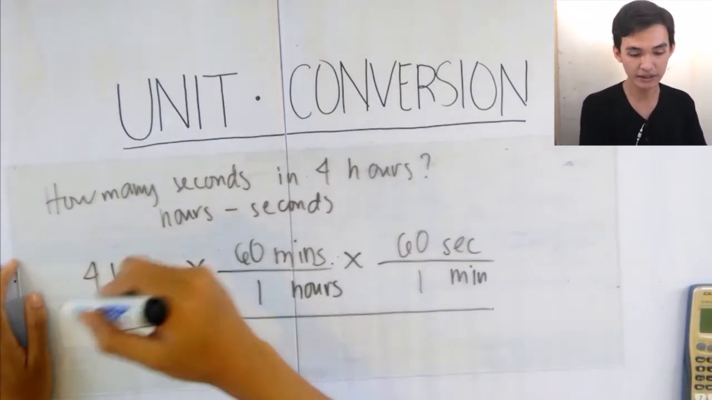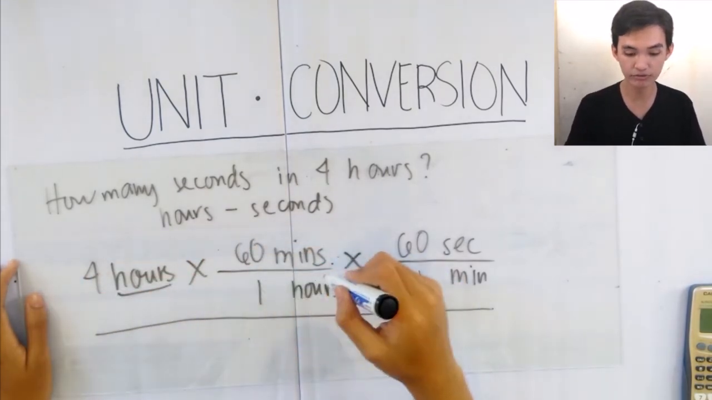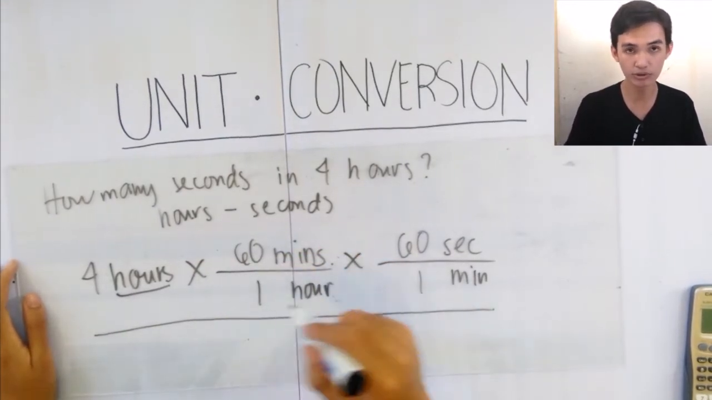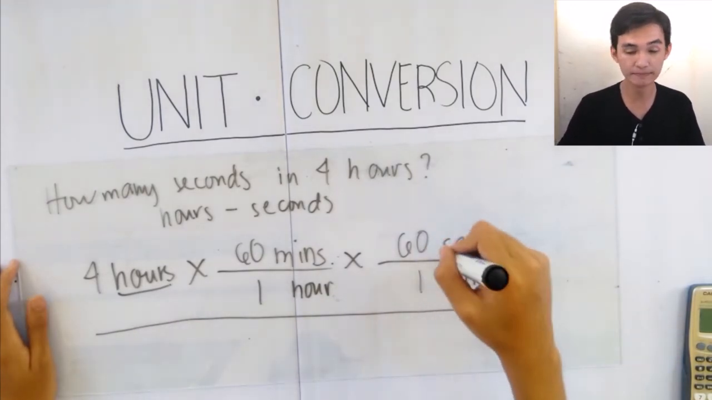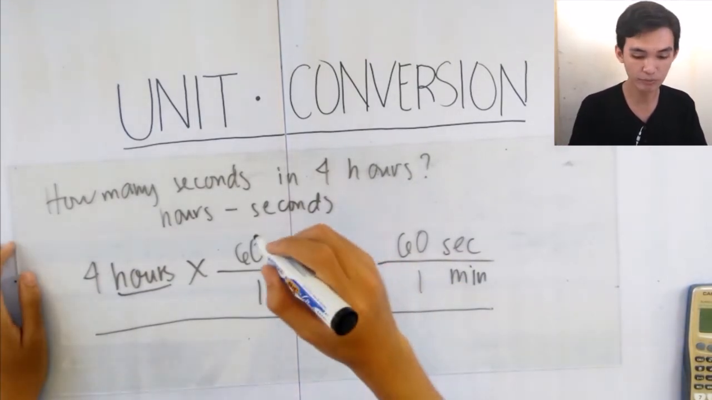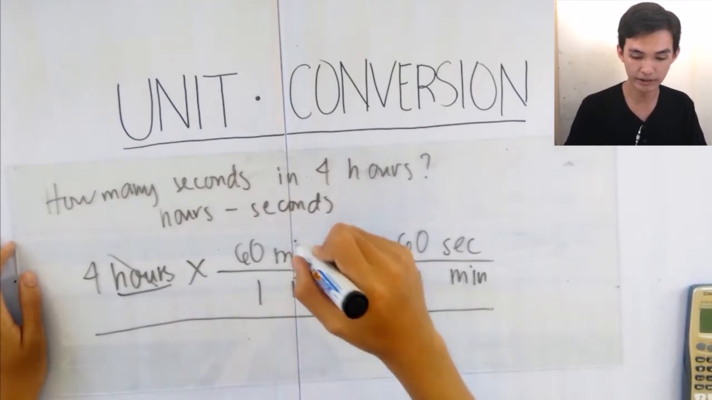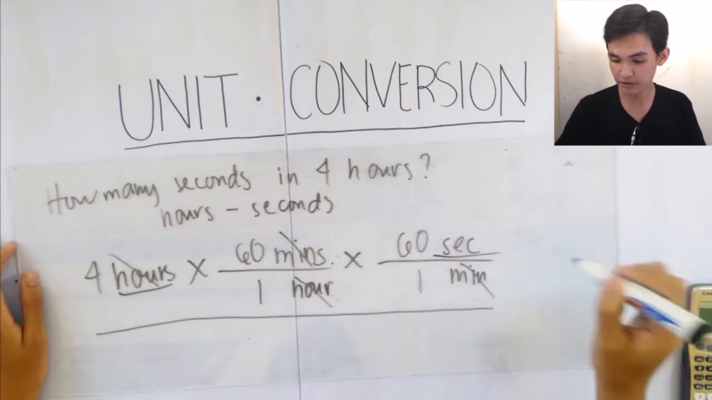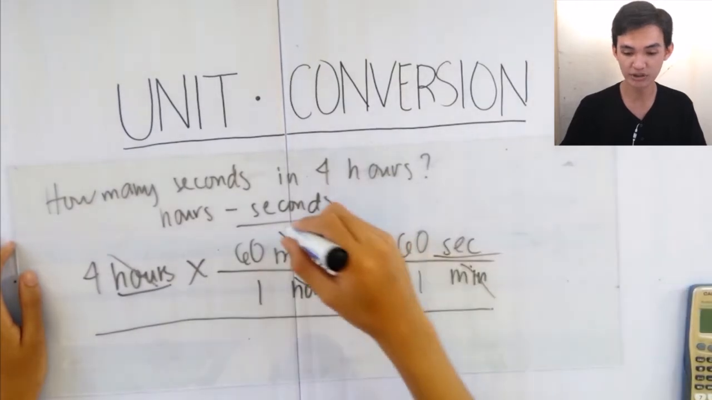So again, just like what we did in the previous examples, 4 hours times 60 minutes over 1 hour, or 60 minutes is equal to 1 hour, times 60 seconds over 1 minute, or 60 seconds rather, is equivalent to 1 minute. Then we will proceed to cancelling. Hours cancel because we have an hour here, minutes cancel because we have a minute here. So we are left with the unit seconds, which is needed in the equation, right?